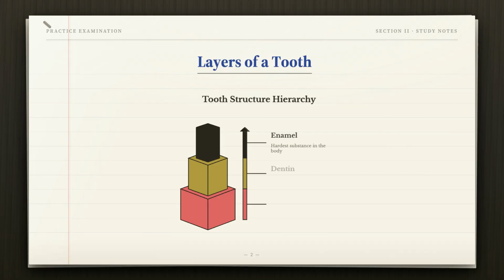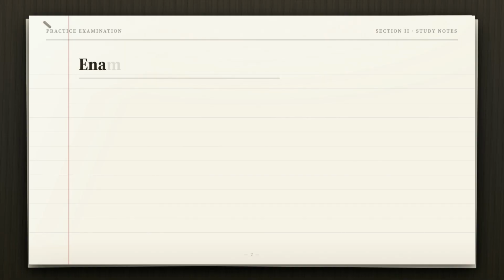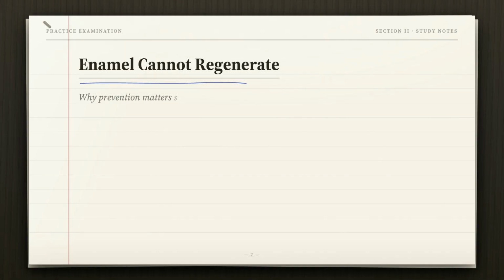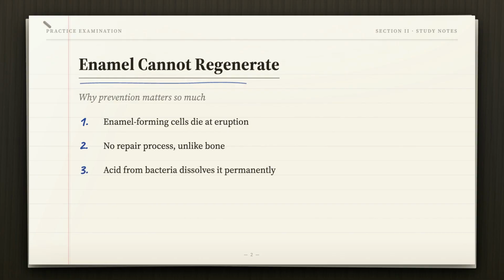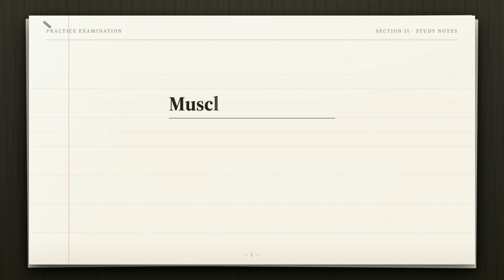A tooth is layered by hardness. Enamel covers the crown and is the hardest substance in the human body. Dentin beneath it forms the bulk of the tooth, and the pulp cavity at the center holds the blood vessels and nerves. Enamel's defining property is that it cannot regenerate. Oral bacteria turn sugars into acid that dissolves enamel, and unlike bone, there is no repair process, which is why prevention, fluoride, and saliva's buffering matter so heavily.